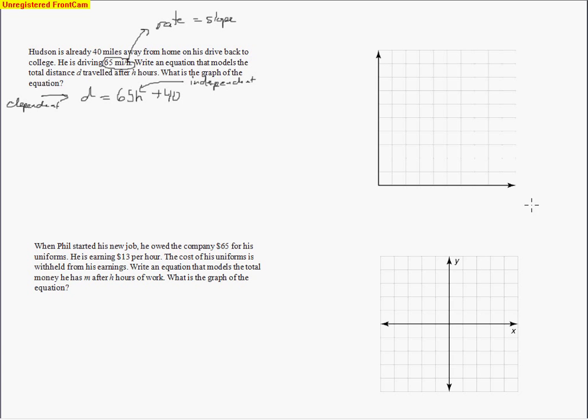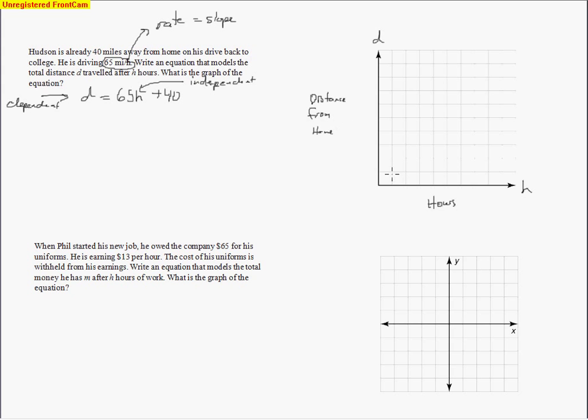So I'm going to put h over on this side, our independent axis, and I'll write down hours here. And then this is our dependent axis, and that represents distance. So we'll write distance from home.